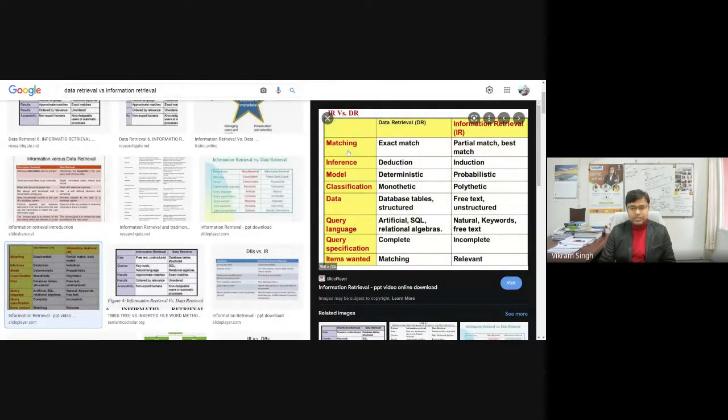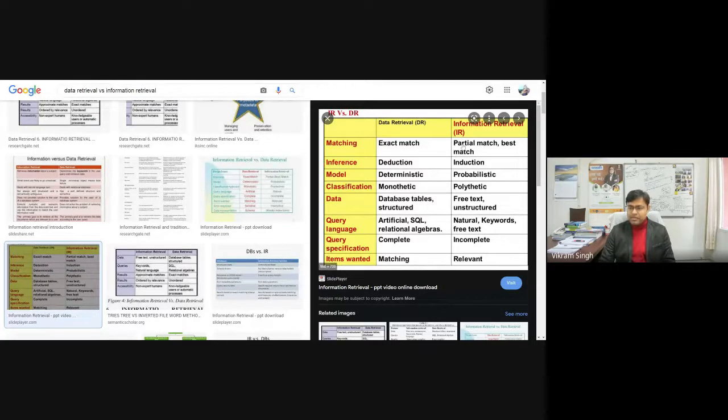The very first thing is matching. If you compare the two approaches, data retrieval and information retrieval, in terms of how they perform matching: in the case of data retrieval, it is always based on exact match, as it happens in SQL. You should have the entire parameter. You cannot have partial matching. Whatever you provide in the query will be exactly matched.